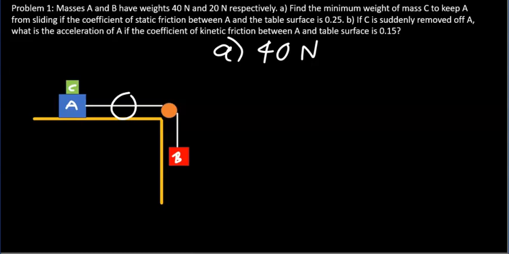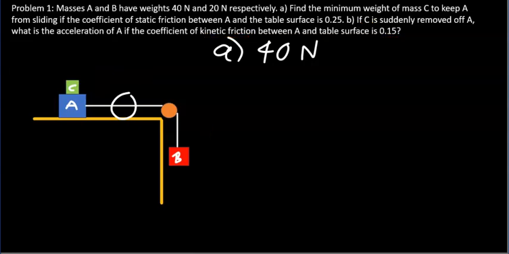Part B, if C, the smaller object, is suddenly removed off A. What is the acceleration of A if the coefficient of kinetic friction between A and the table surface is 0.15? So now things start to move. As you remove object C from the top of A, A would start to move to the right and B would start to move downward with some acceleration.